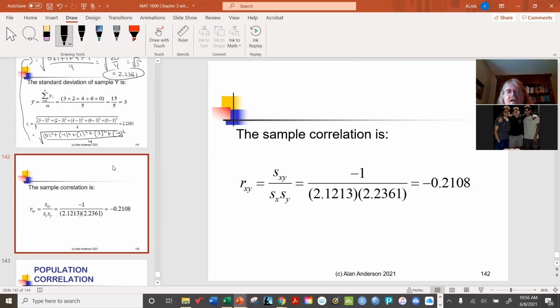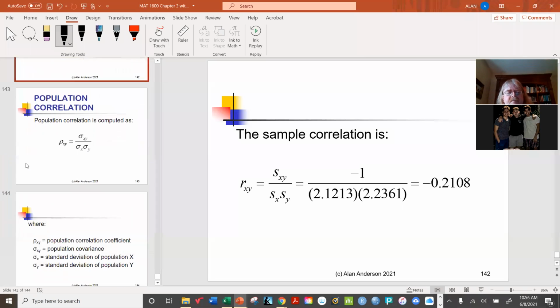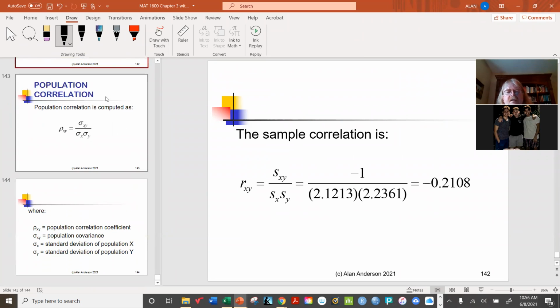All right. Now, there's only one more thing to look at here, and that is the equivalent formula for the population. Just like with all the other cases, there's an equivalent version back and forth between the samples and the populations. And the notation is different here, as you'll see, but the formula is exactly the same. All right, so here we go.